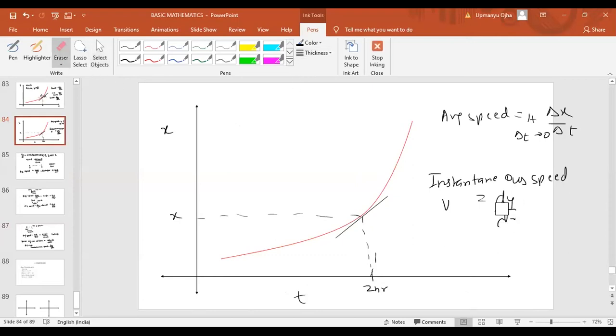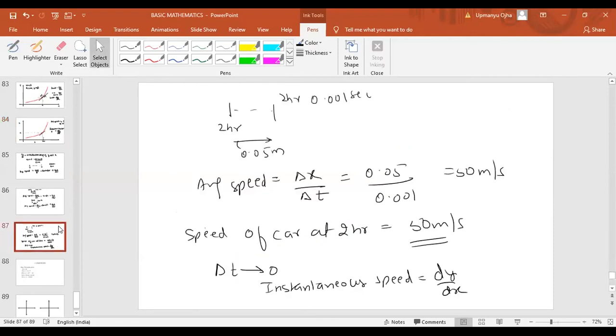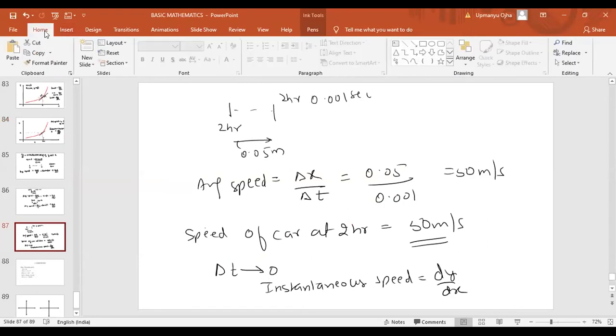So instantaneous speed here will be equal to dx by dt. Understand? So I think you understood differentiation, what differentiation is and how we are finding it. Now there are some rules of differentiation. You have to remember all these rules.